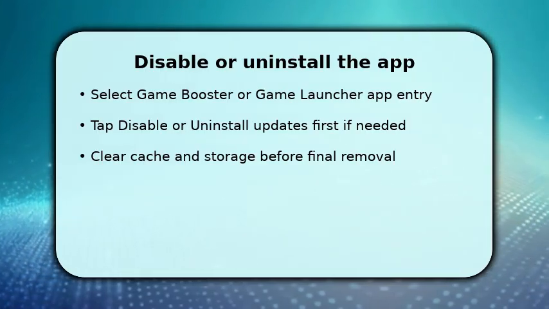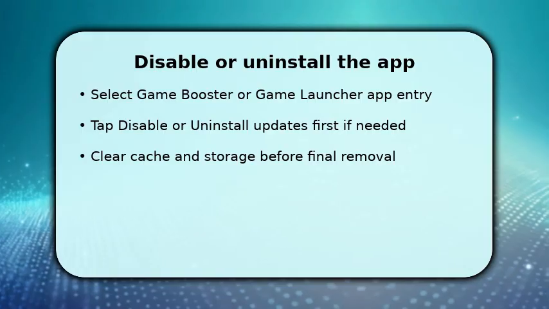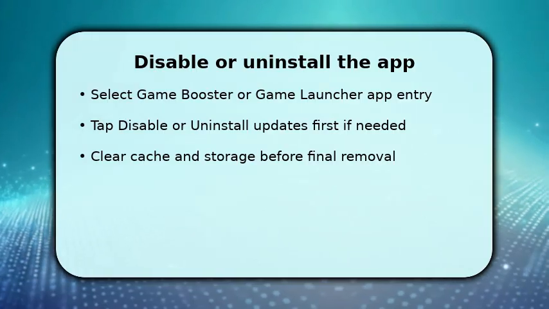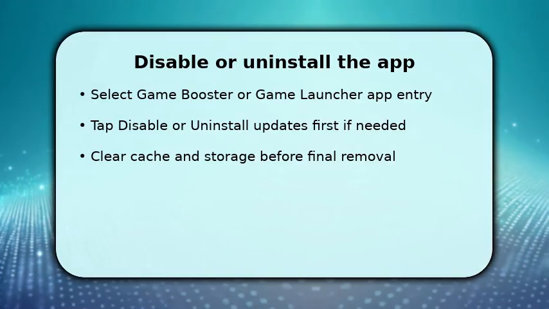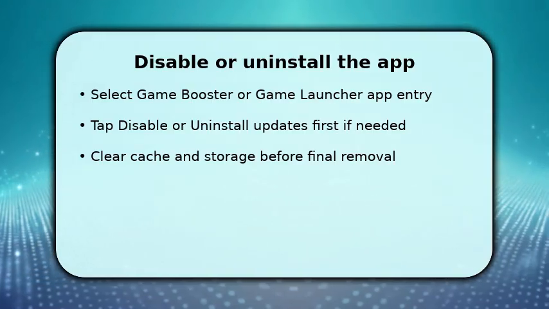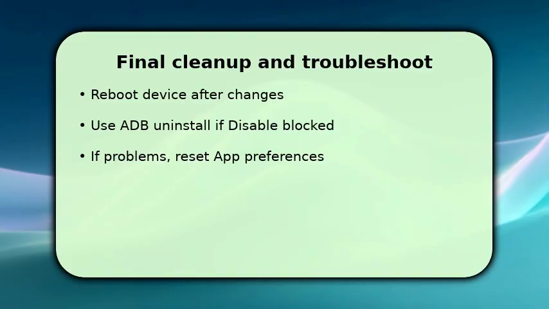If the disable button is grayed out, use ADB removal steps or a simple package disabler app as a next measure. Proceed carefully and follow prompts. Finish by rebooting your phone so changes fully apply and background services stop.